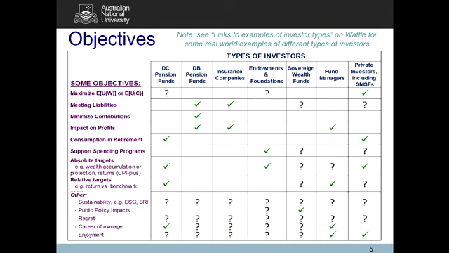So let's have a look quickly at the objectives. We've got maximising expected utility of wealth or consumption. We've got meeting liabilities, minimising contributions, impact on profits, consumption in retirement. Remember, that's one of the things we started with today. If you're a DC fund, your big tick is maximising your consumption in retirement. Supporting spending programs. You might have absolute or relative return targets. I'll come back to that in a moment. And then there's a bunch of other potential things like sustainability.